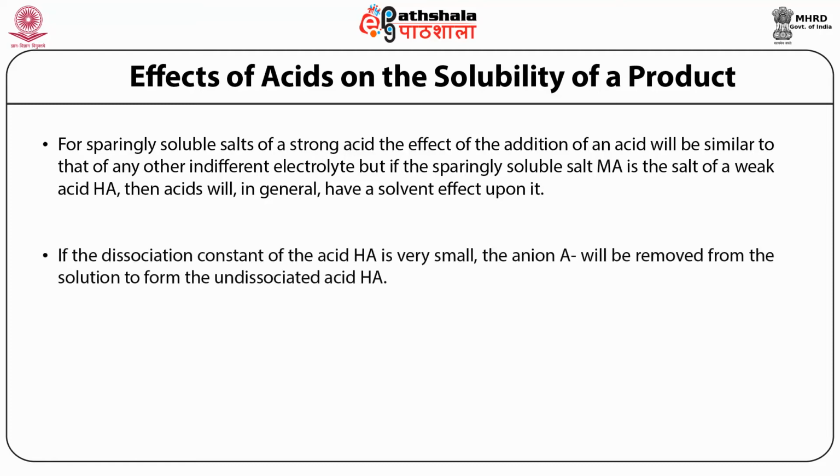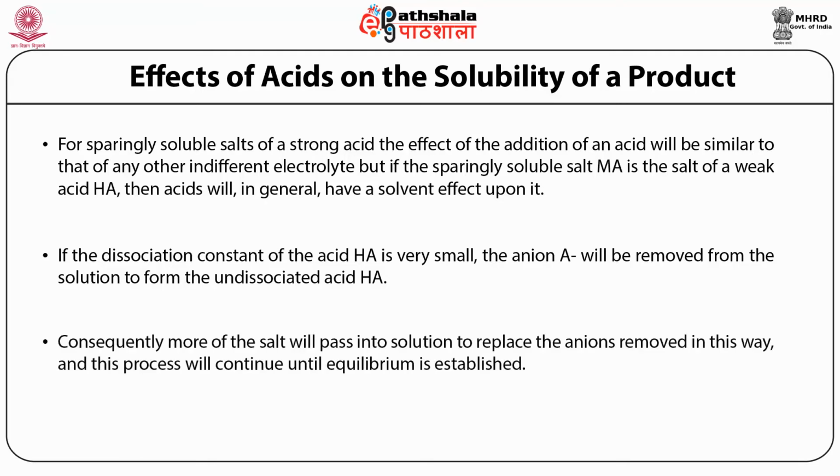If the dissociation constant of the acid HA is very small, the anion A minus will be removed from the solution to form the undissociated acid HA. Consequently, more of the salt will pass into solution to replace the anions removed in this way, and this process will continue until equilibrium is established.